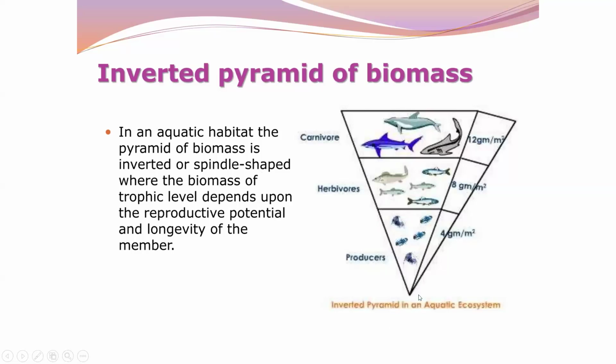So here, when compared to producers, which are 4 grams, herbivores are 8 grams and carnivores are 12 grams. As this goes on, the biomass is increasing, so it shows an inverted pyramid. So, the inverted pyramid in an aquatic ecosystem. We can observe the inverted pyramid of biomass. So the pyramid of biomass is inverted in aquatic ecosystems.